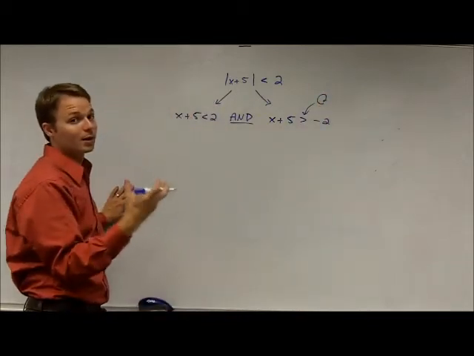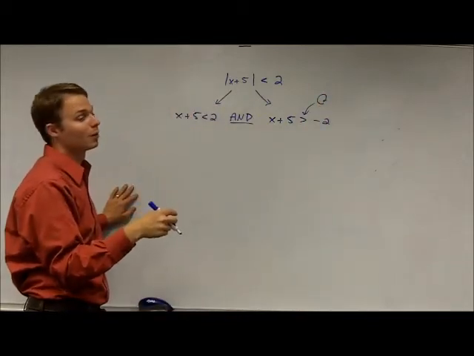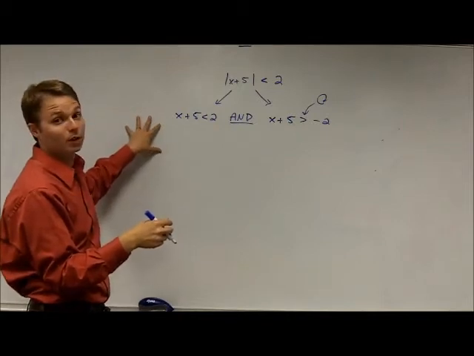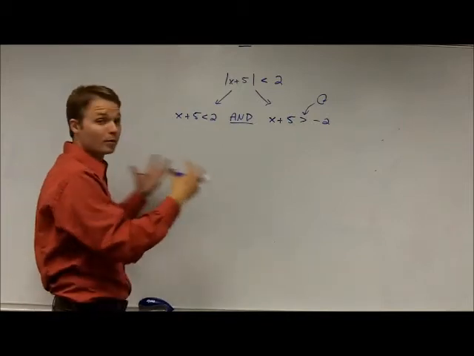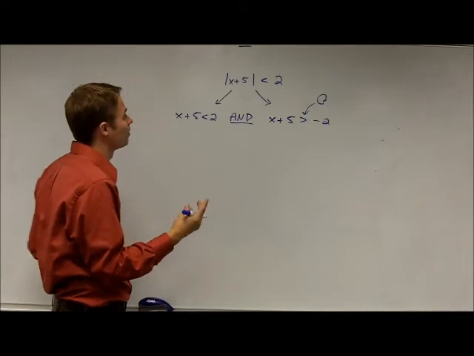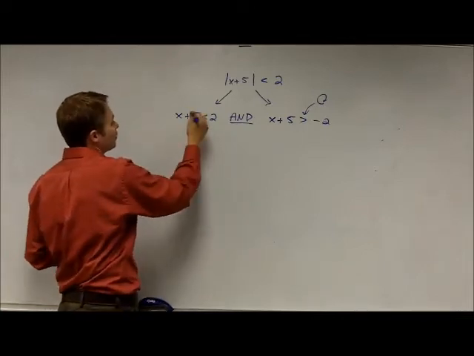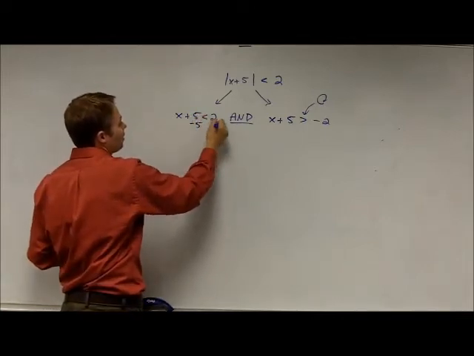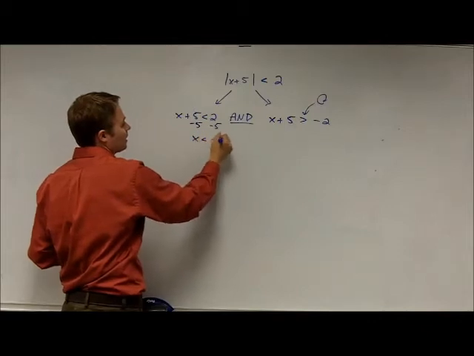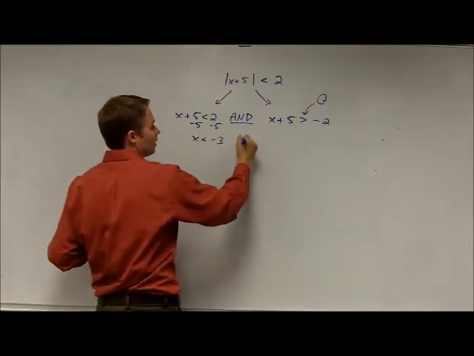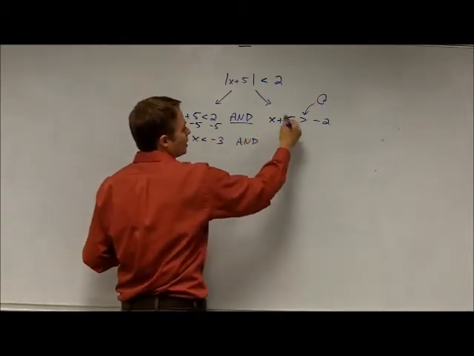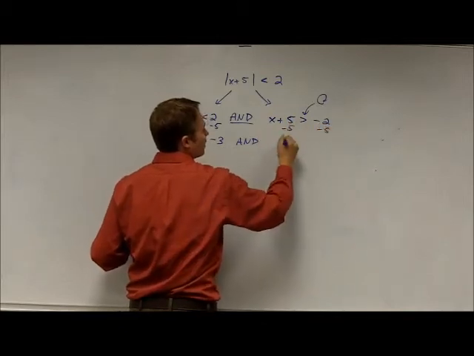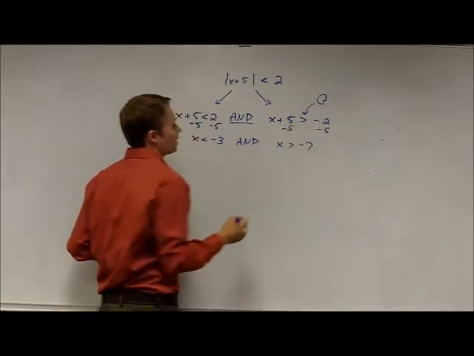And so this is something we have to make sure we remember to do when we're solving these inequalities with the absolute value sign, or else you'll get the answer wrong. But from here, we're just going to solve these the way we normally would solve an inequality. So we'll subtract a 5 from both sides here, and I'll get x is less than negative 3. And when I subtract a 5 here, I'll get x is greater than negative 7.